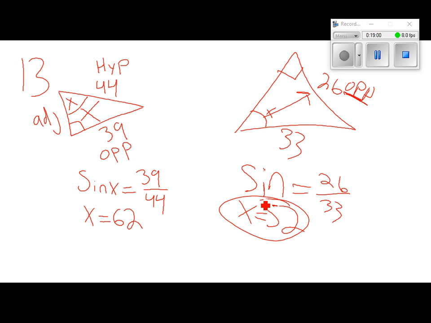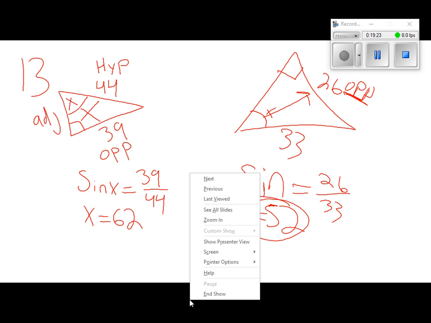Is this an angle also? So again, label the triangle: opposite, adjacent, hypotenuse. Figure out which trig ratio you're using, sine, cosine, or tangent. Set up your equation, then solve the equation.